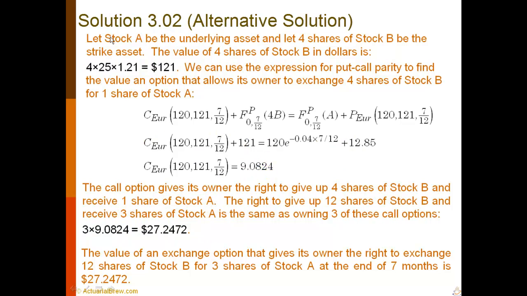Alternatively, we could have answered this question by having stock A be the underlying asset and the 4 shares of stock B be the strike asset. And if we did that, we would still use put-call parity, but that $12.85 option would then be a put option. If you're curious to see how that works, I'll let you just read through this solution, but I don't think we'll spend any more time on it. We already got one solution, and as you know, during the exam, one solution is enough.